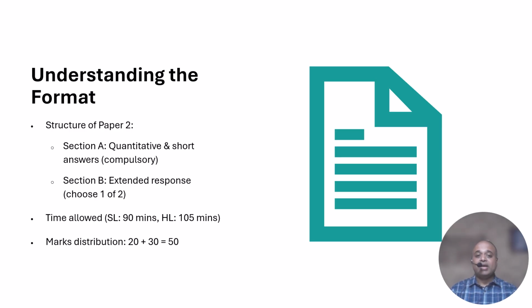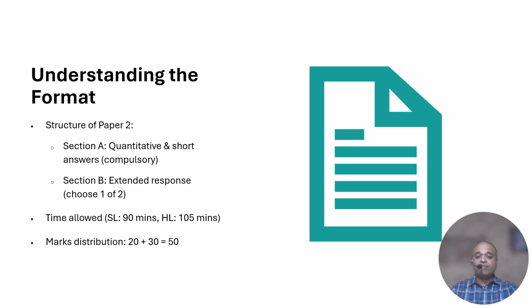Alright, let's begin by understanding exactly what paper 2 is all about. Because if you don't know the battlefield, you can't win the battle. Paper 2 is split into two sections. Section A is compulsory and contains a mix of short answer and quantitative questions. You have no choice here, you must answer all of them. These typically involve definitions, calculations, and interpreting business data. Then comes section B, where you choose one out of two extended response questions. This is usually a 10 marker where your structure, use of tools, and evaluation skills are tested.